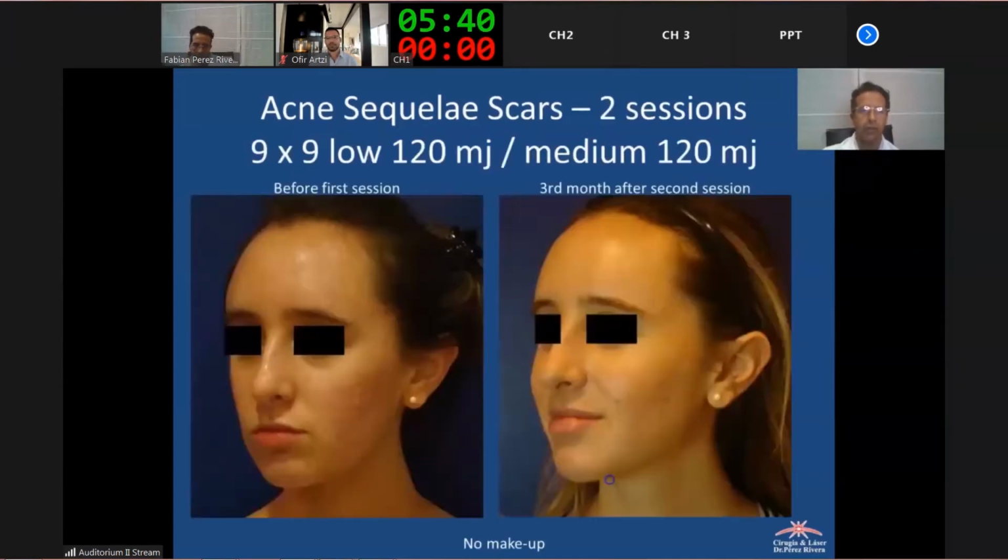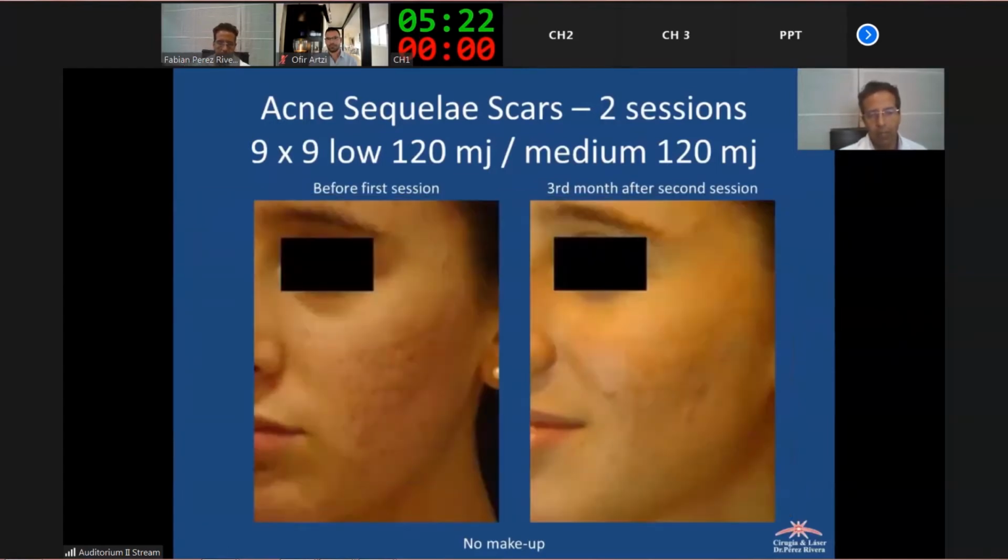This is the result of my patient, before and after 3 months of the second session. This is a profile view, no makeup on the skin. I'm going to show you a closer view, and I take out the color of the skin to give you the possibility of a better measure of the result. And you can see here the complete reduction of a lot of this scarring on the surface of the skin.